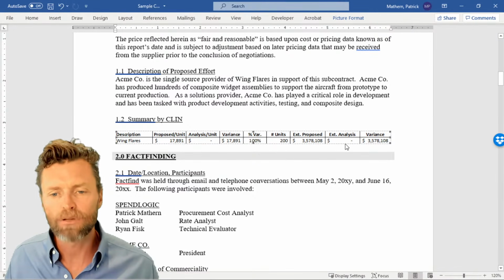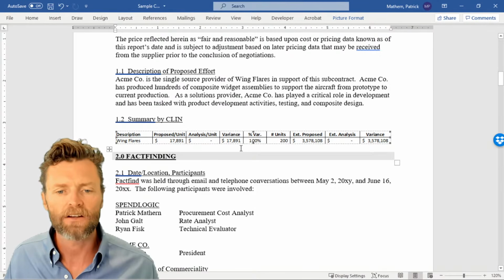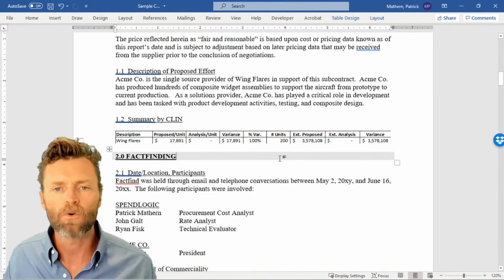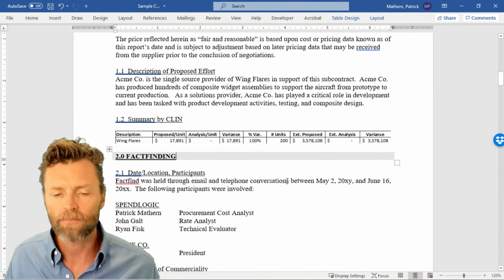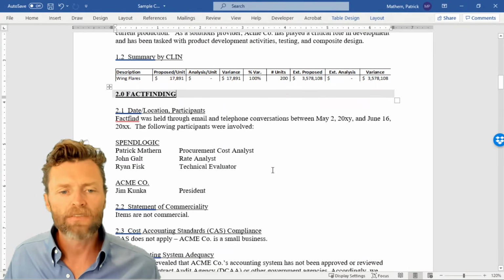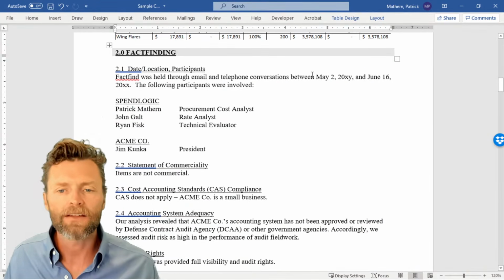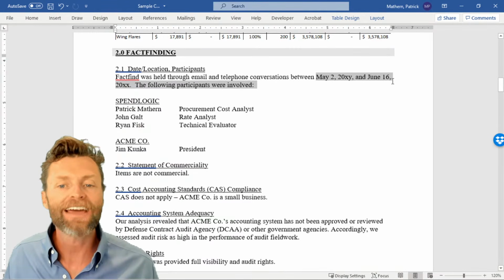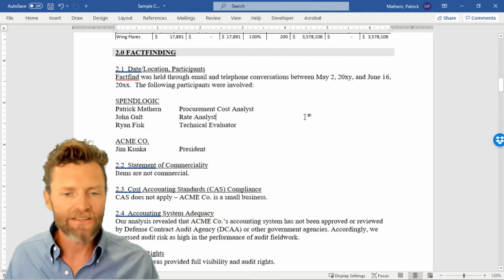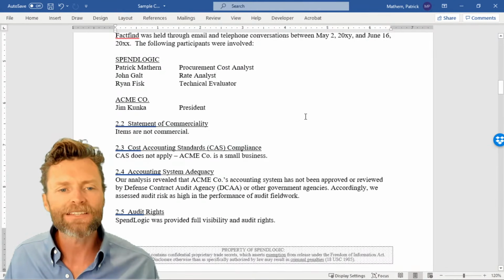My analysis is blank, so my variance is 100% for all of these. I have no analysis against the proposed. If there's going to be fact-finding, then I see that I've got this in here already. That shouldn't be there because I haven't had fact-finding yet, right? But we're working through this.